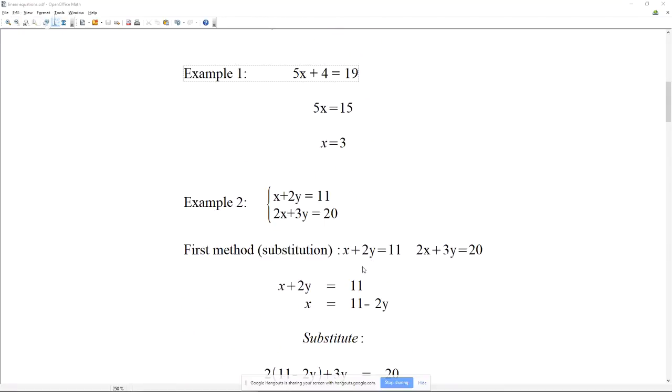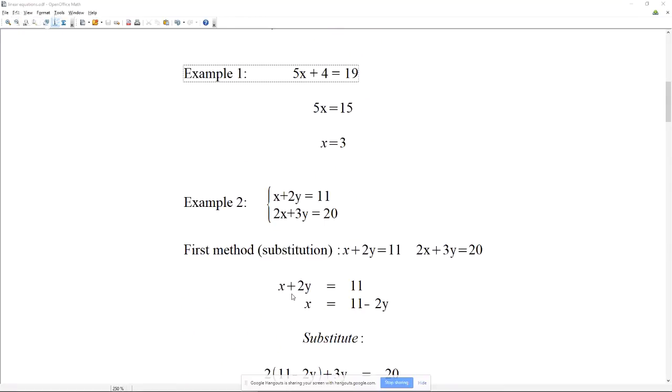Okay. So here, what I'm going to do is I'm basically going to try to find one variable and substitute it into the other equation. So you could pick either one. I pick this one, right? Y plus 2. It's easier.